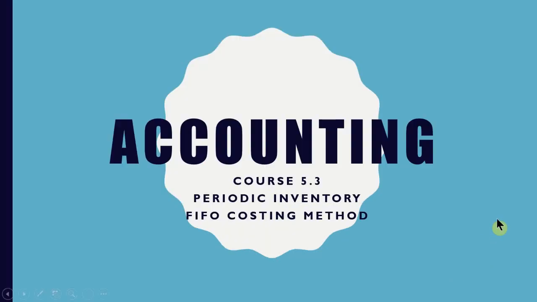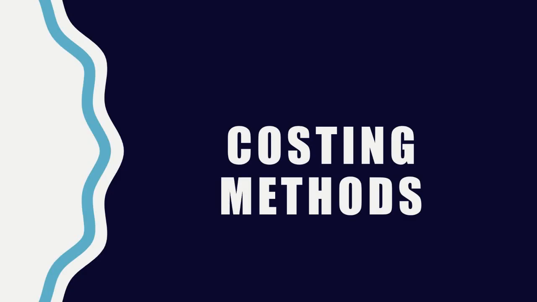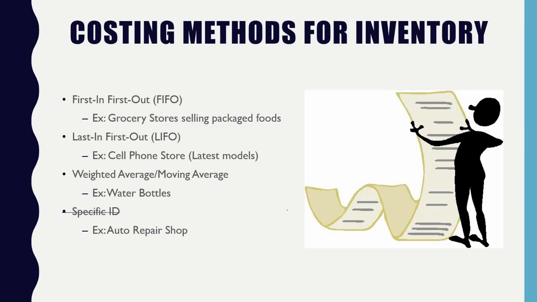Welcome back, guys. So, on Monday, we took a look at what periodic inventory is. It's where when we keep track of our inventory, we don't keep track of it often, or we keep track of it every so often, occasionally, every once in a while. So now I'm going to be talking about how we actually calculate how much it's going to cost for us to sell our inventory. So let's take a look at the costing methods.